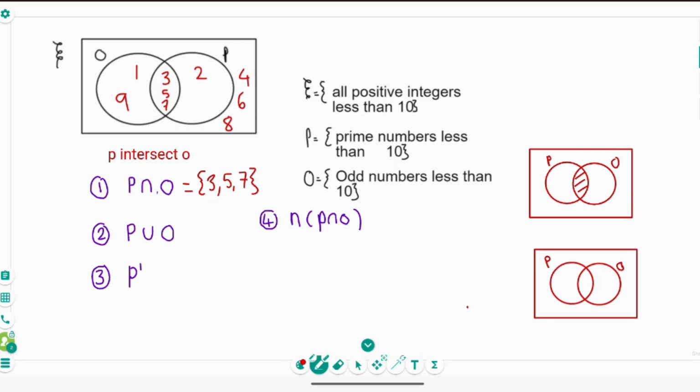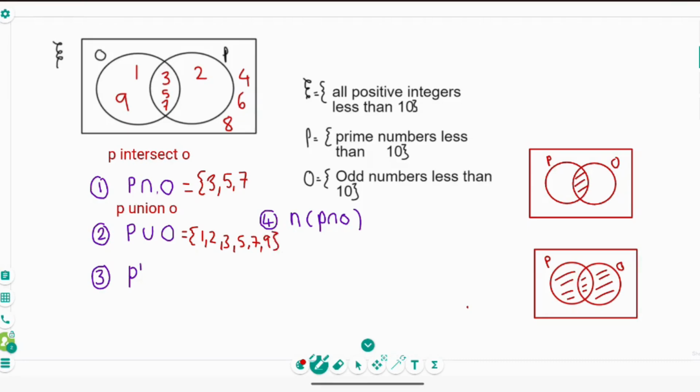This other symbol here, which you may not be familiar with, means union. P union O. That represents everything either in P or O, or both. So that's the union there. Just be careful with the wording here. It can be in P or O or both. So what's in P, O or both here? You've got 1, 2, 3, 5, 7 and 9.